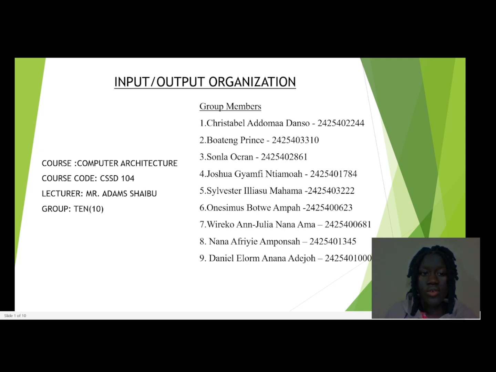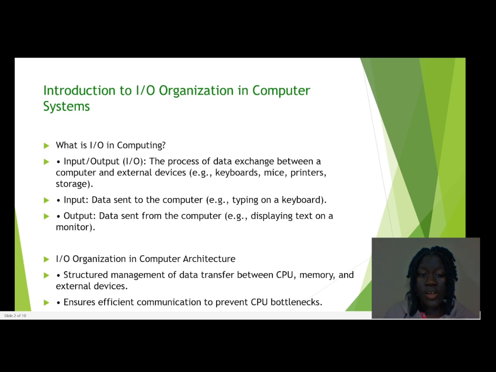Today, we'll dive into how computers communicate with external devices like keyboards, printers, and storage systems. Input-output, or I/O, is the process of exchanging data between a computer and these devices. Think typing on a keyboard as input or displaying text on a monitor as output. I/O organization is the structured way computers manage this data transfer to avoid slowing down the CPU.